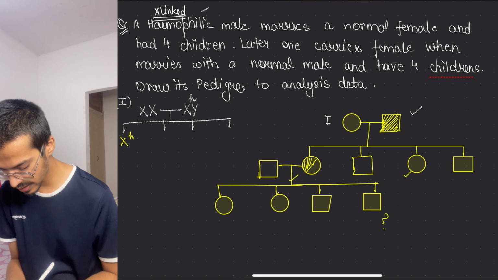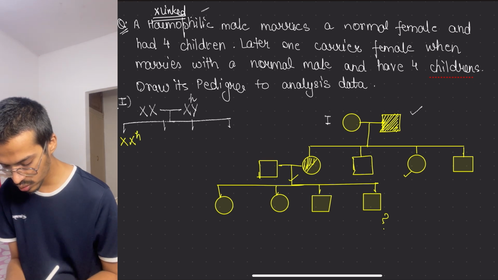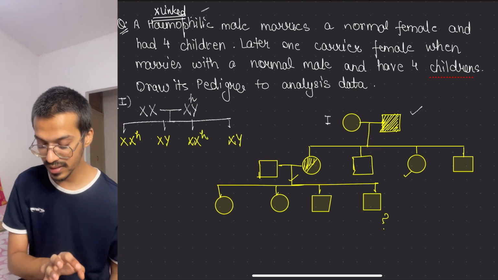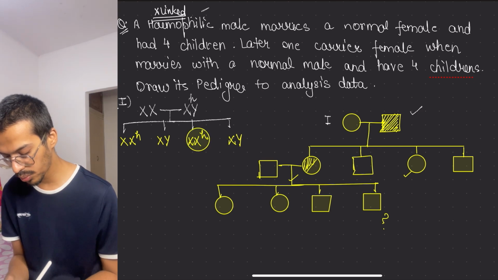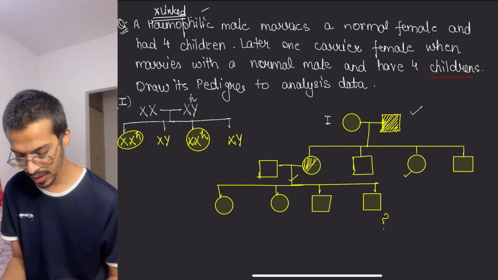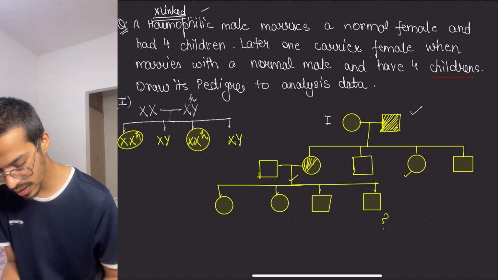This X goes with XH. Then X goes with Y. Another option is XXH and XY. It means in this case, both this female and this female will be the affected ones only. So I have to make this female also the affected one.